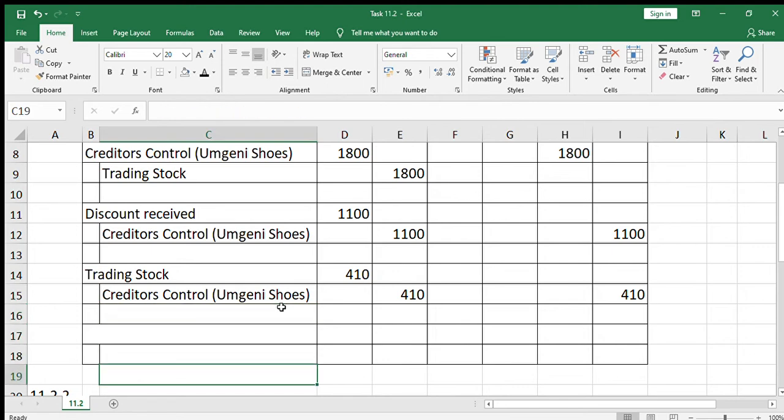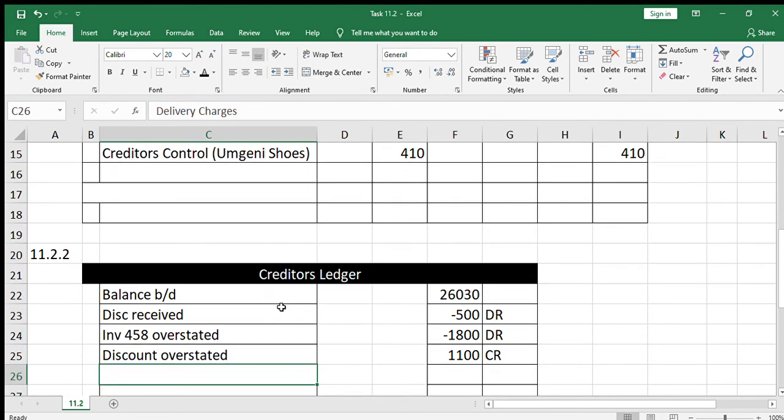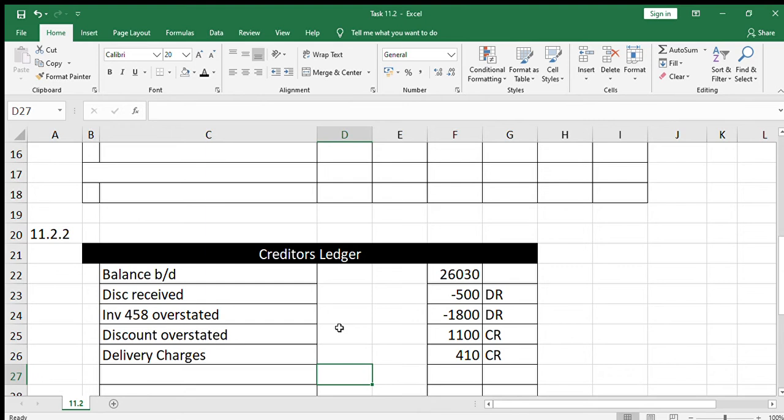And then we're going to go to the creditors ledger. We're going to put it in, so the delivery charges increase the amount that we're owing to them. So we're going to add on 410. It's a credit amount. Now that we're done with that, we're going to go through onto page 433 and deal with the figures in the ledger that we haven't yet dealt with. As I'm going through it, the 23,200 we've dealt with.